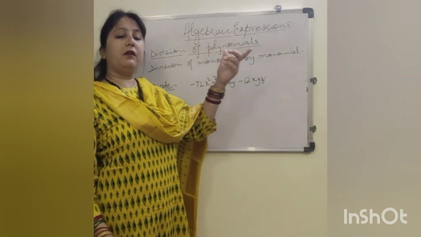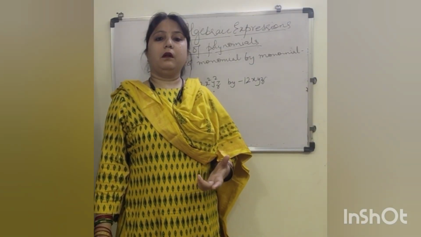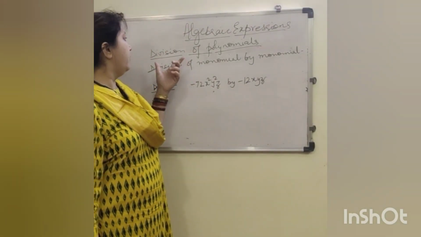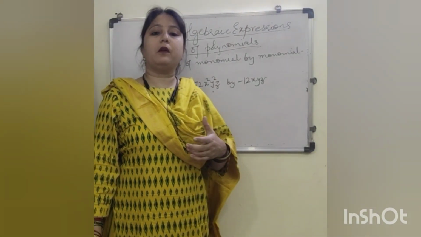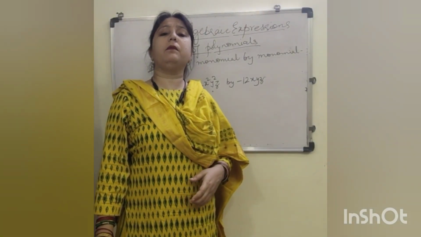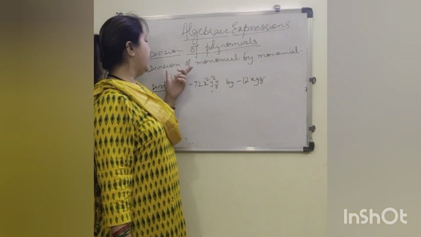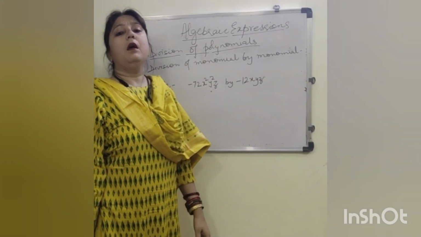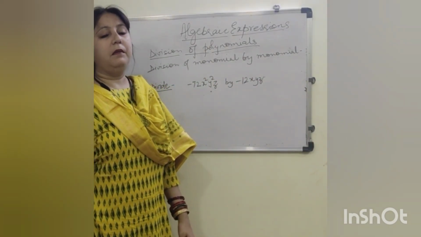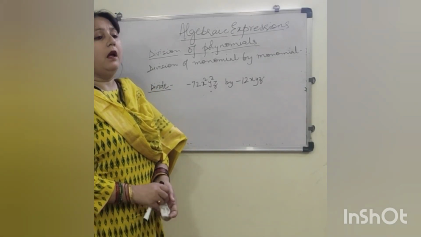Same topic, algebraic expression, last part, that is division of polynomials. This is the last part of algebraic expression, division of polynomials. Under this category, first of all, I have taken division of monomial by monomial. Means when you divide, how can you divide a monomial by monomial?